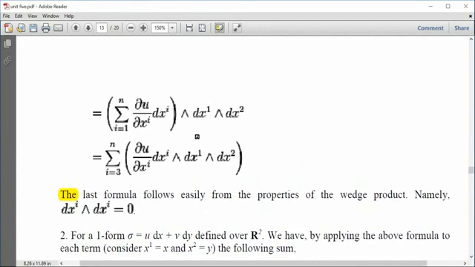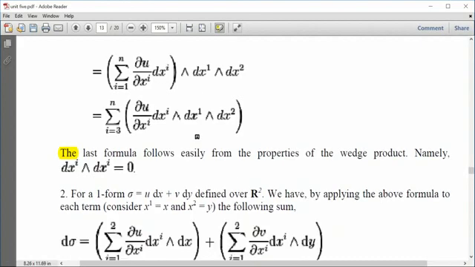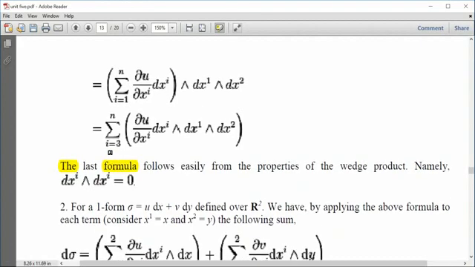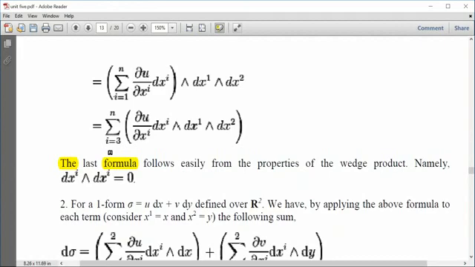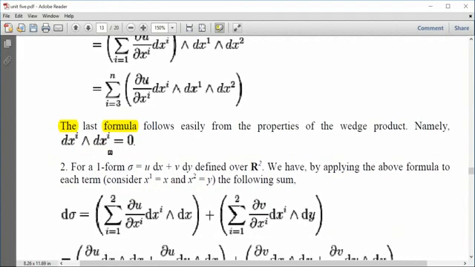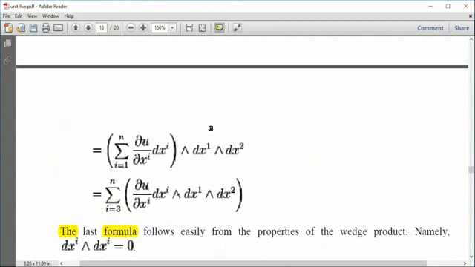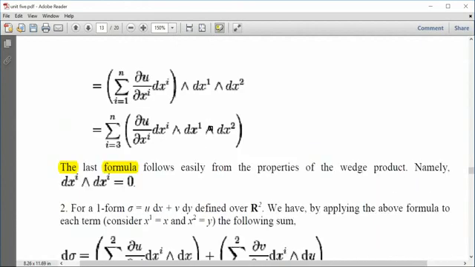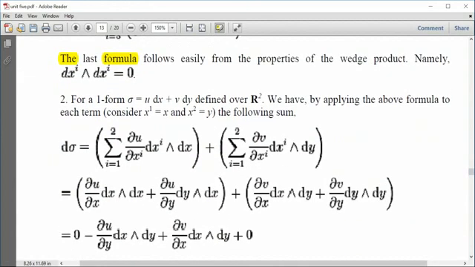We have dx to the power i crossed with dx to the power 1, that is also dx to the power i. When we cross this, the formula reduces to 0. That's why you have a cross product of this whole function equal to 0. So what does this mean? It means the whole derivative of this function is reducing to 0.